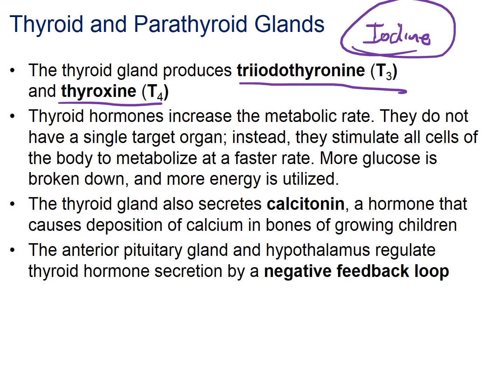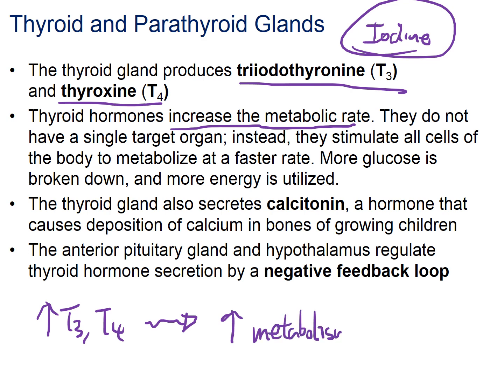So T3, T4 in general is responsible for increasing metabolic rate. Basically, the more T3, T4 you have in your bloodstream, the higher your metabolism is going to be, right? So faster metabolism includes breaking down glucose quicker. It means you will get warm as a result of this metabolism, right?